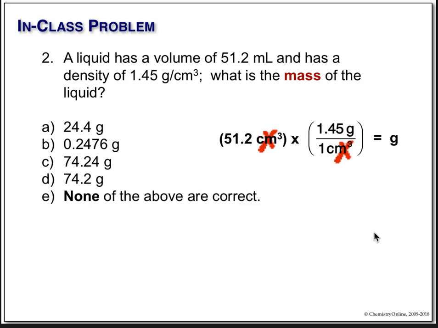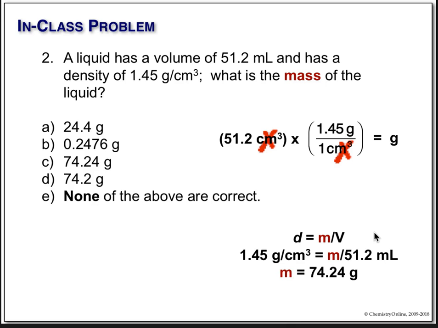This is the ratio method. Here's our given, here's our ratio, cubic centimeters cancel, multiply it out to get the answer. We could also take our formula, substitute in, there's density, there's our volume, divide density by our volume, and we get 74.24.